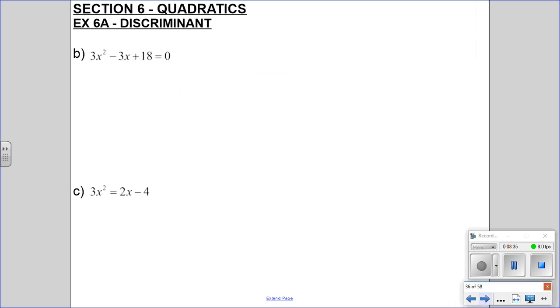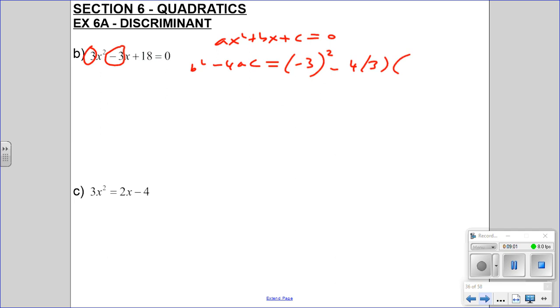Sorry I took so long explaining that stuff. So again, we rewrite this, or we make sure it's in the form of a quadratic equaling 0 with a, b, and c in the right place. So our discriminant, b squared minus 4ac equals, well, what's b? B is the number next to x, including the sign, okay? So that's minus 3, remember all in brackets, minus 4 lots of a, which is 3, and then c, which is 18.